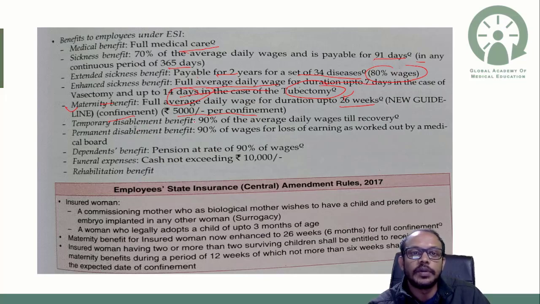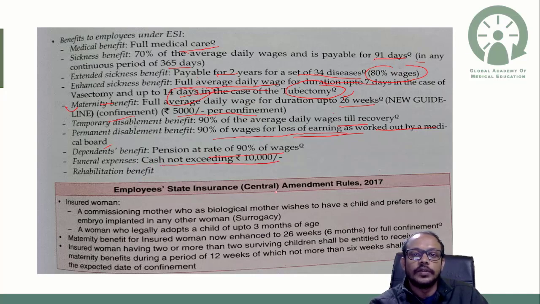Temporary disablement benefit is 90% of the average daily wage till recovery, and permanent is 90% of the wages for the loss of earning as assessed by a medical board. Medical board is set up and they estimate the cost of that loss of earnings, okay. Dependent benefit, pension at the rate of 90% of wages, and funeral expenses not exceeding 10,000 rupees.